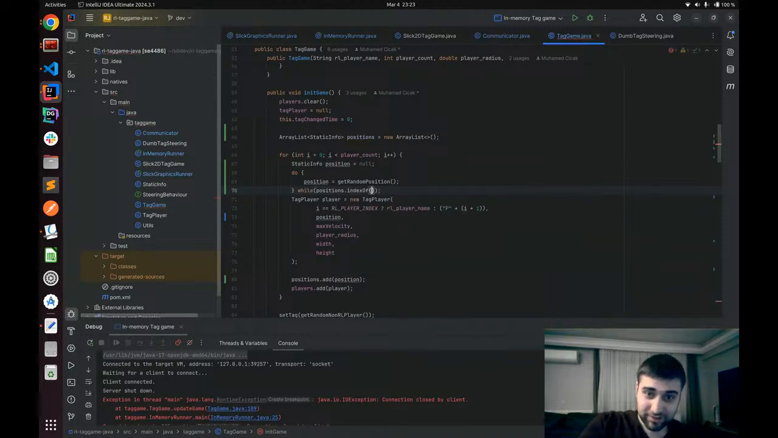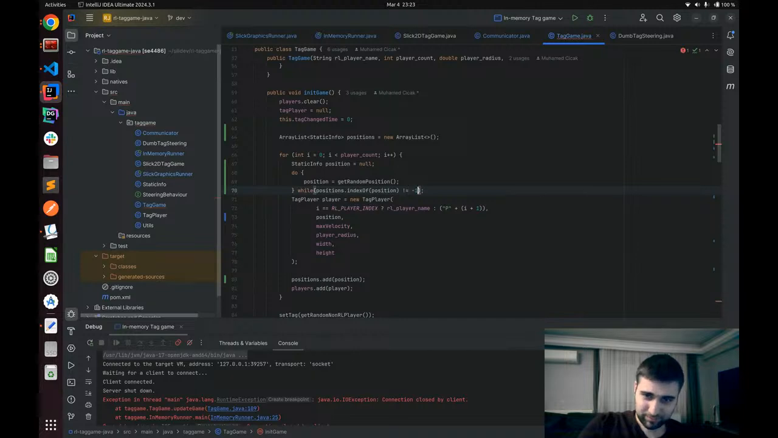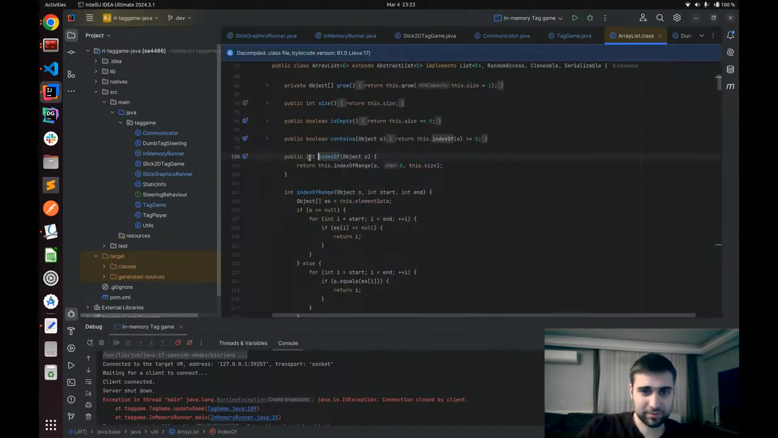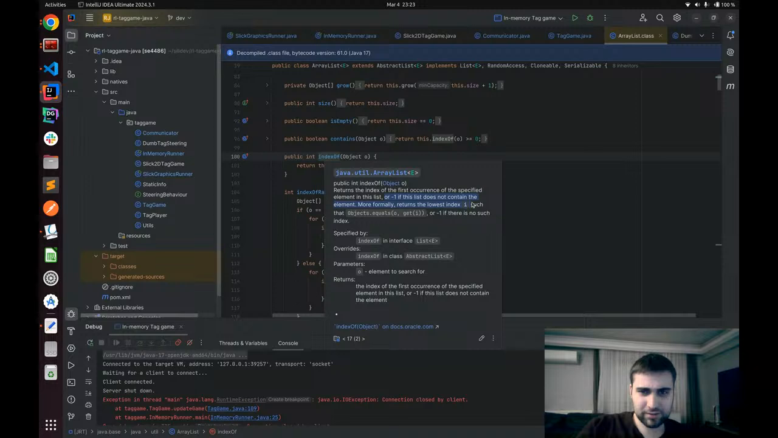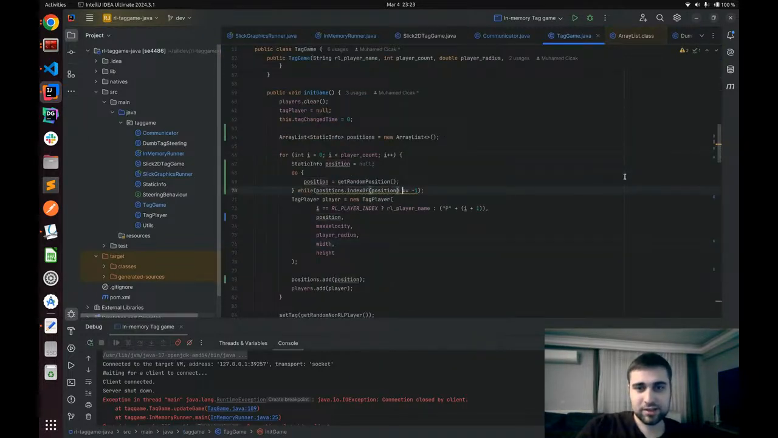Index of, I think, can work here. Position is not equal to, is equal to. Wait, what does this return? Is not equal to, probably. It returns the index of the first occurrence, or minus one if this list does not contain the element. So as long as it contains the element, continue doing that. Oh, there is that. Okay, great. It should work. Okay, let's see if that happens ever again.